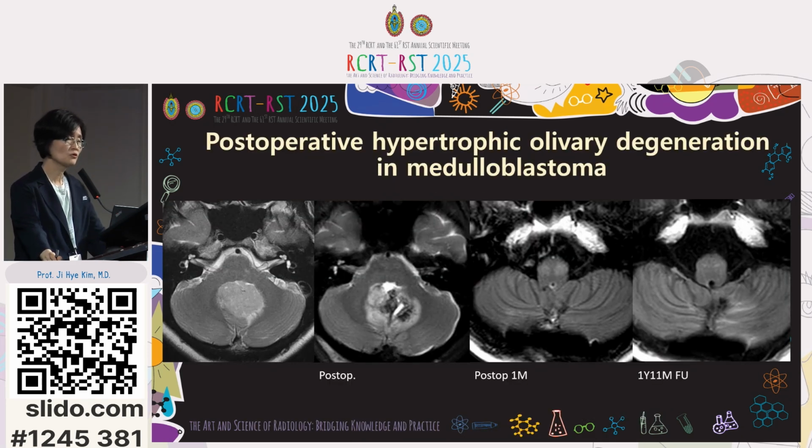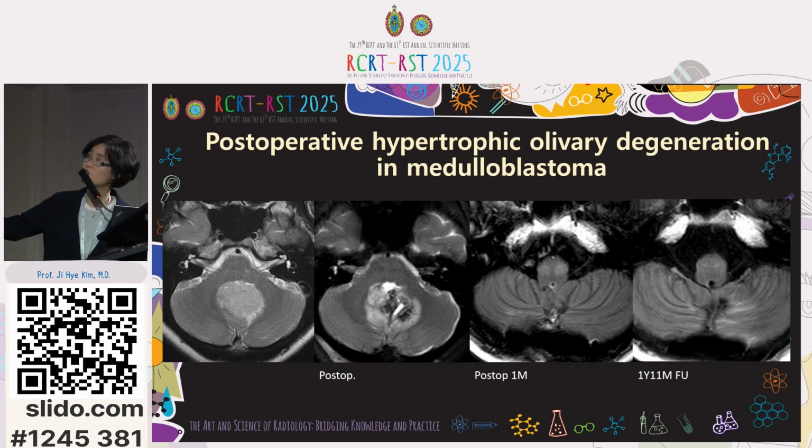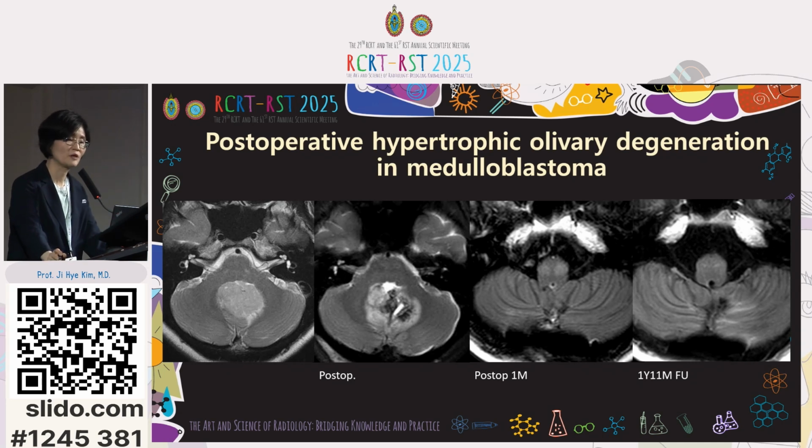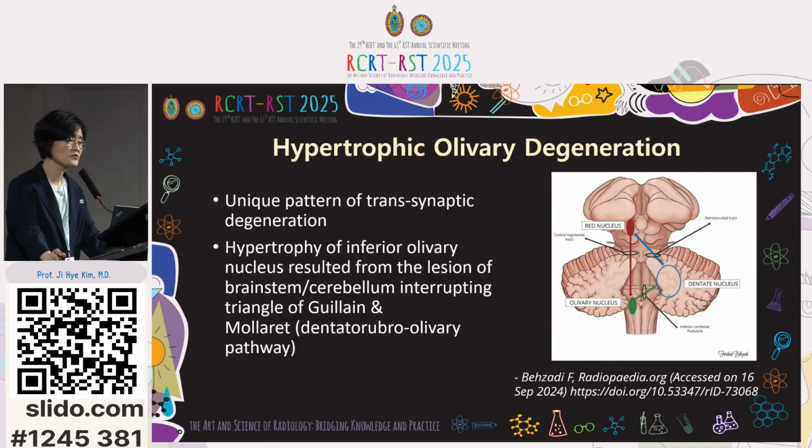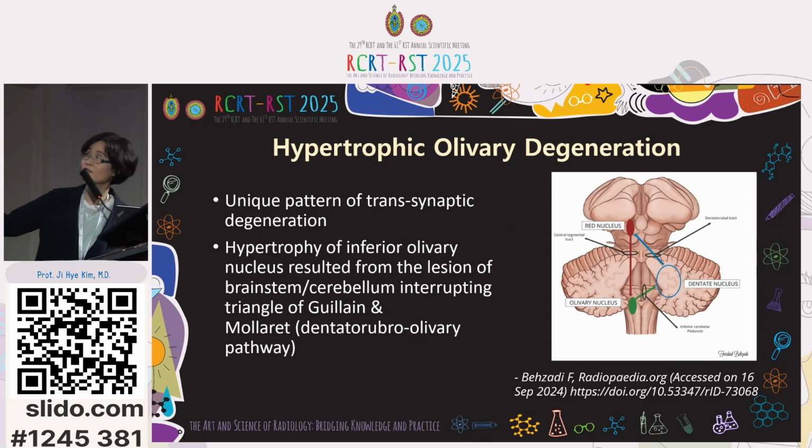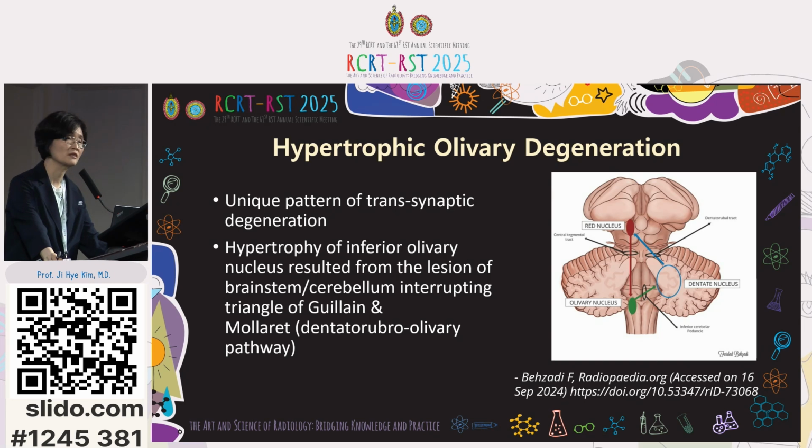In this patient with medulloblastoma, immediate postoperative MRI shows parenchymal injury and hemorrhage, and follow-up images show bilaterally swollen inferior olivary nuclei, which were shrunken almost 2 years later. So this is hypertrophic olivary degeneration, which is caused by lesions of the cerebellum or brainstem that can disrupt the triangle that connects the red nucleus, dentate nucleus, and olivary nucleus. A very unique pattern of transsynaptic degeneration.